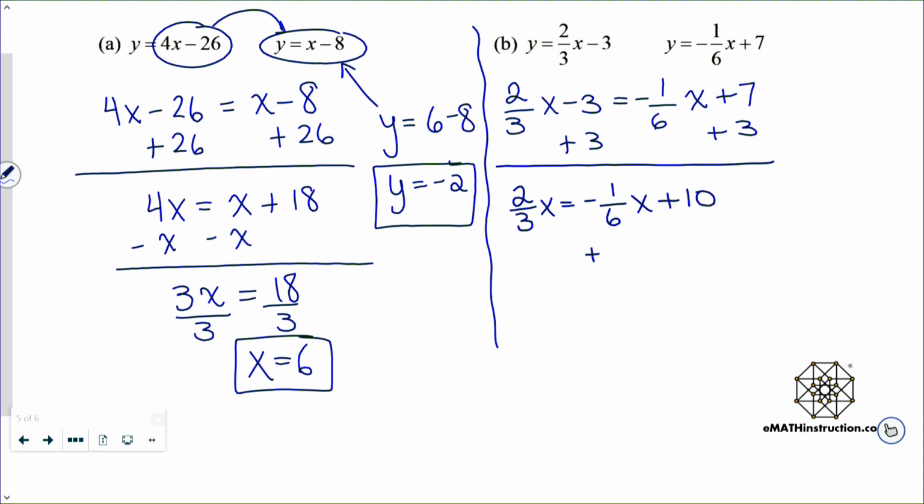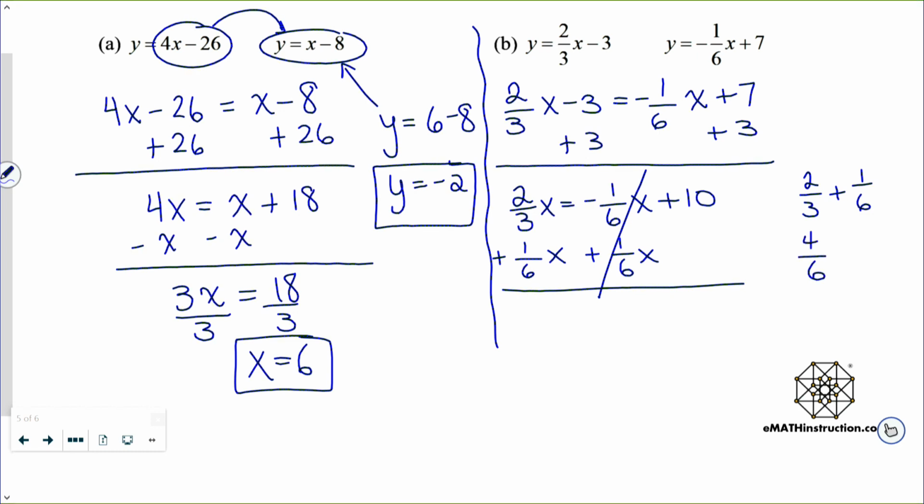Here comes the hard part. Now I've got to add a 1/6 x to both sides, right? And this is where it can get tricky, right? Because you've got to somewhere figure out what 2/3 plus 1/6 is. Now again, the most convenient denominator in this case would be 6ths. So 2/3 plus 1/6 is 4/6 plus 1/6, or 5/6. I'm just doing all that on the side of my paper. So I now have 5/6 times x is equal to 10.